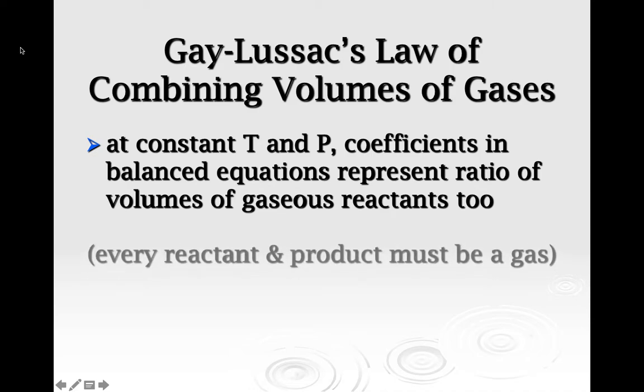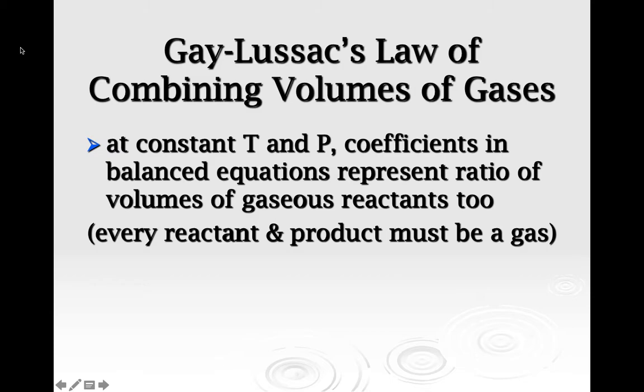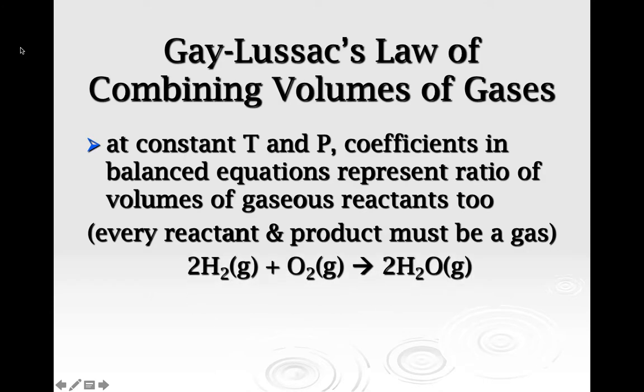So let's look at this a little bit. Key to this, every reactant and product must be a gas in order to use this law on a balanced chemical equation. So here's a very simple chemical equation: 2 hydrogen gas particles plus 1 oxygen gas particle gives us 2 water gas particles.